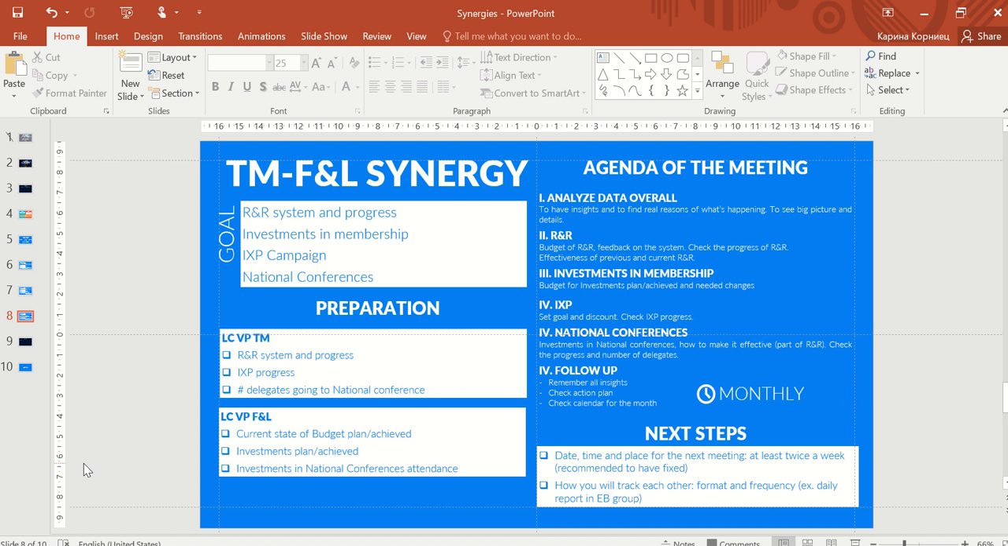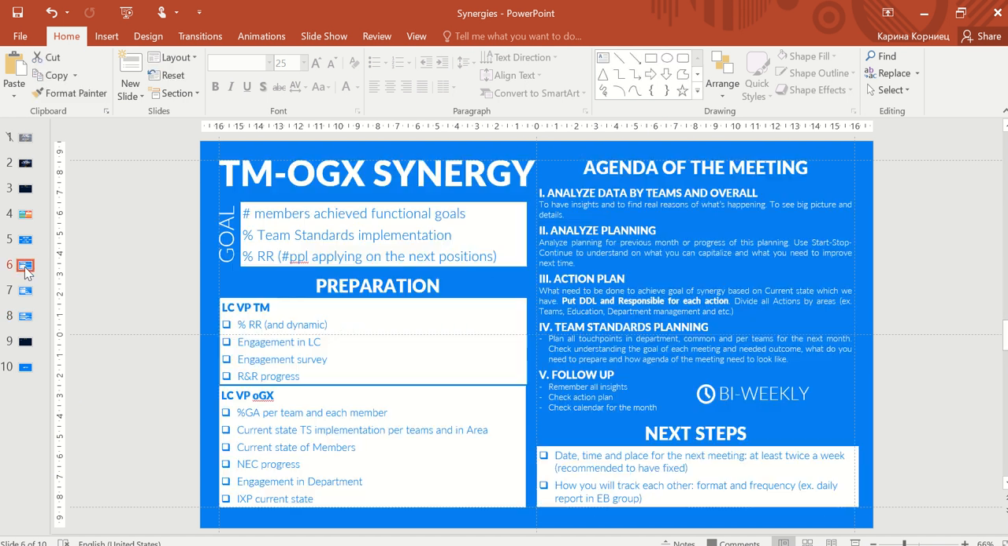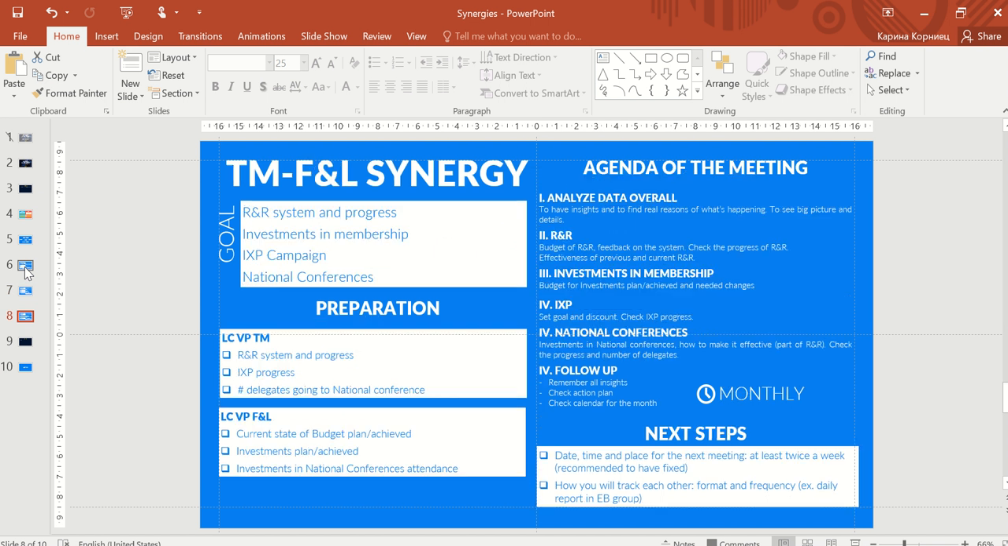Okay, I will put it in a nice way. We're almost on time. So mainly we defined our three main synergies: with OGX, with LCP and with finance. I will make it in a better way, and I will send it to you right after the call.